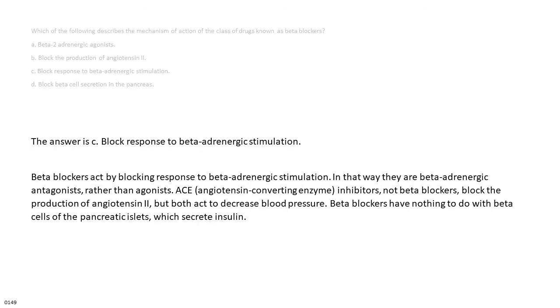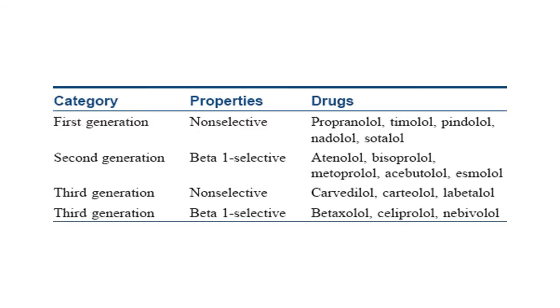Which of the following describes the mechanism of action of the class of drugs known as beta blockers? A. Beta-2 adrenergic agonists. B. Block the production of angiotensin II. C. Block response to beta-adrenergic stimulation. D. Block beta cell secretion in the pancreas.